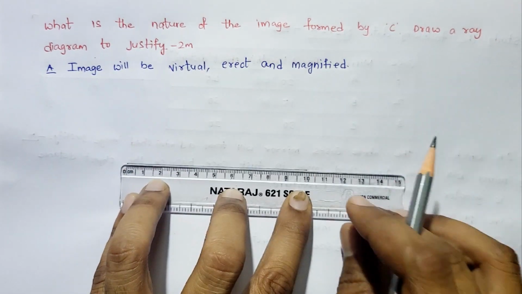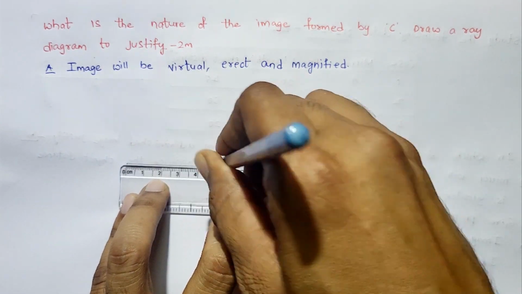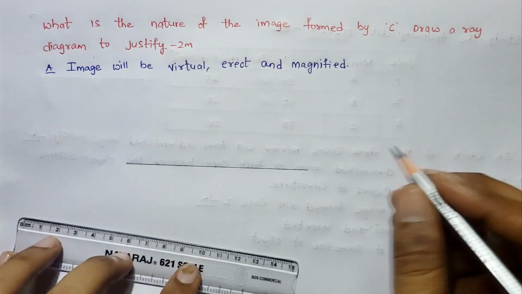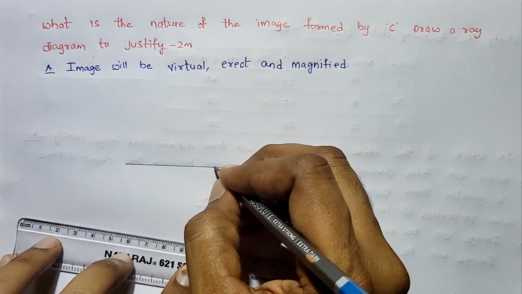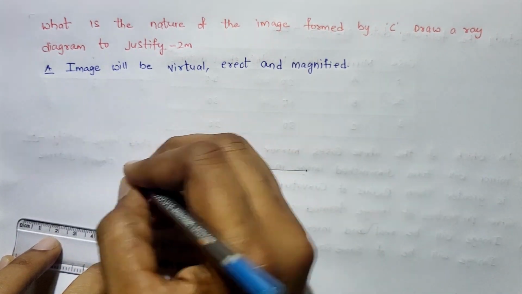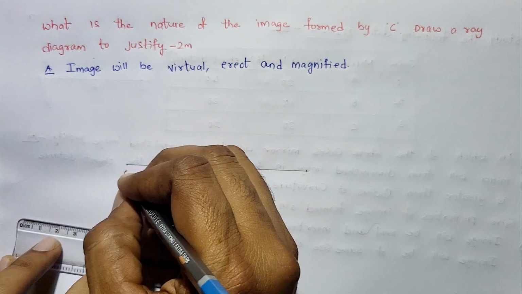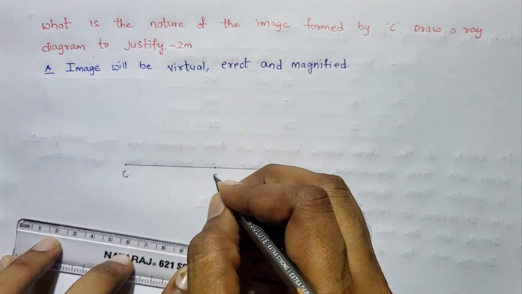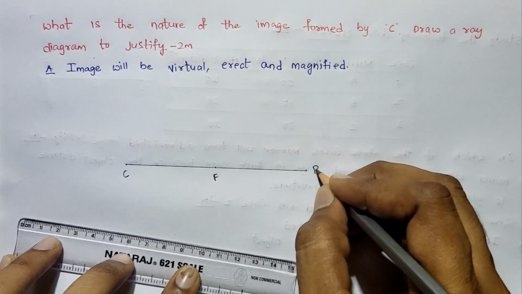Take a 10 centimeters straight line. Mark a point at 5 centimeters also. So this point and this point. This one will be the center of curvature, this one will be focus, and this one will be pole.